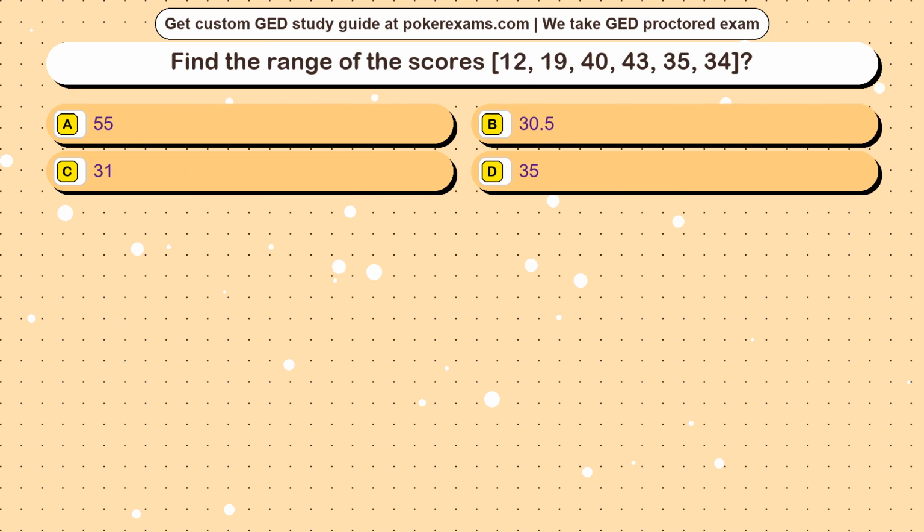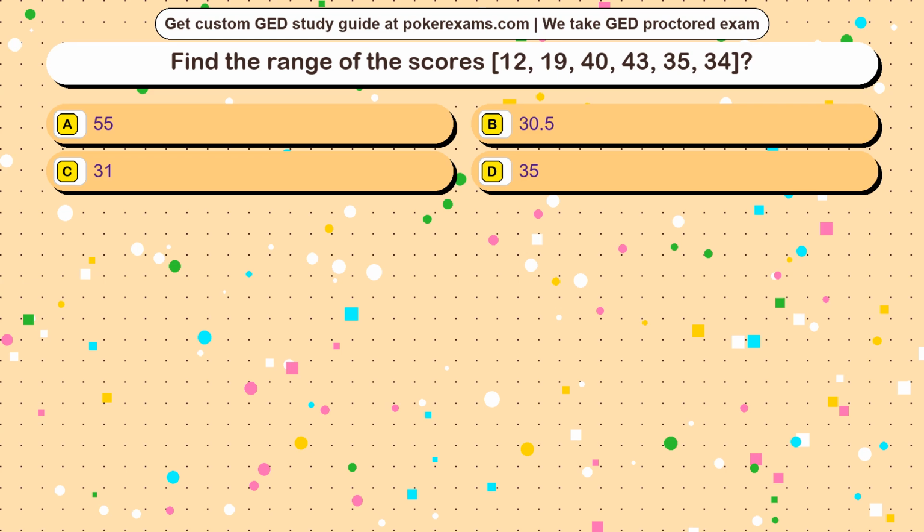Question 2. Find the range of the scores 12, 19, 40, 43, 35, 34. Option A: 55. Option B: 30.5. Option C: 31. Option D: 35.